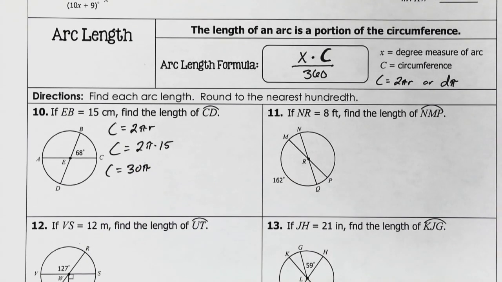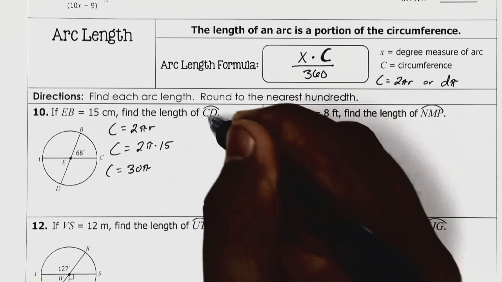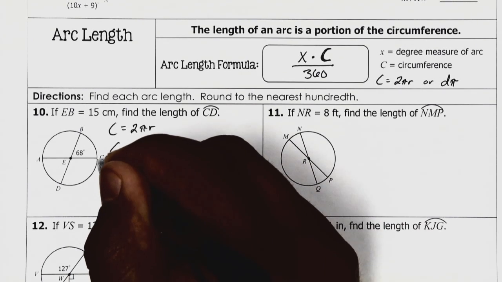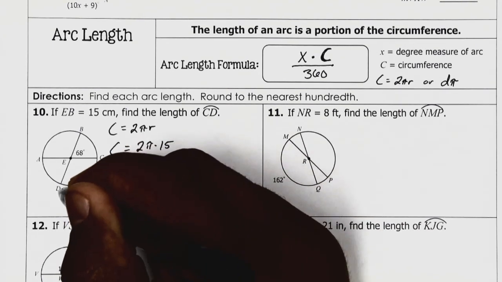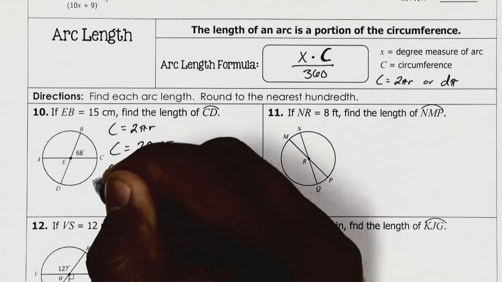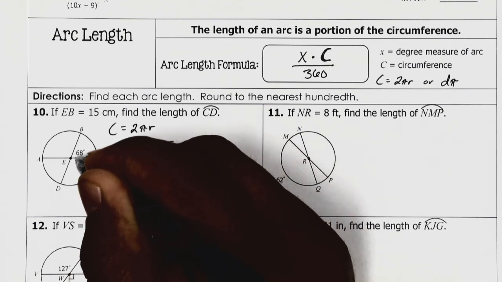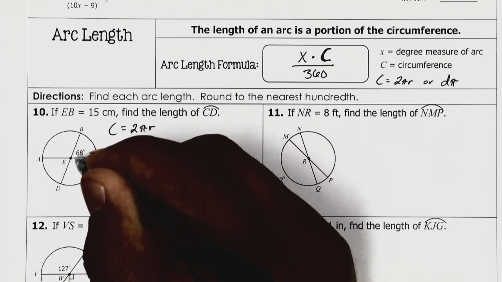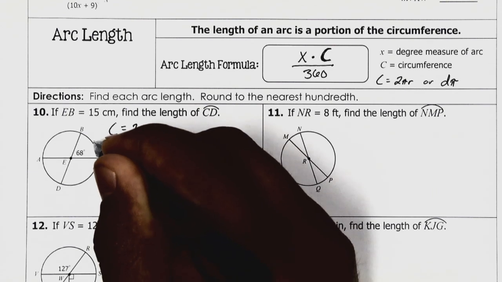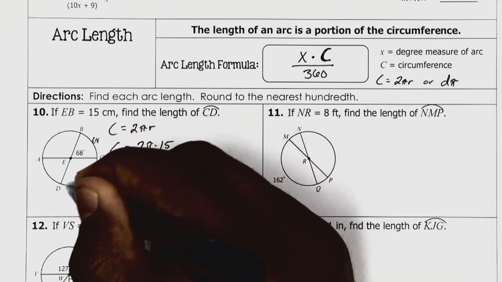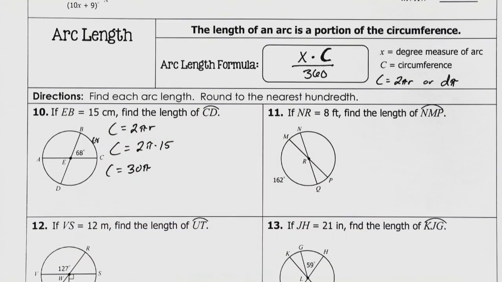Now we're going to take this 30 pi and find the circumference, I'm sorry, the arc length. We're looking for CD, which is this length right here. The first thing I need is the arc measure. This length right here is 68. Right next to it, remember, this is also 68. This one makes a half circle, so I'm going to take 180 and subtract that 68.